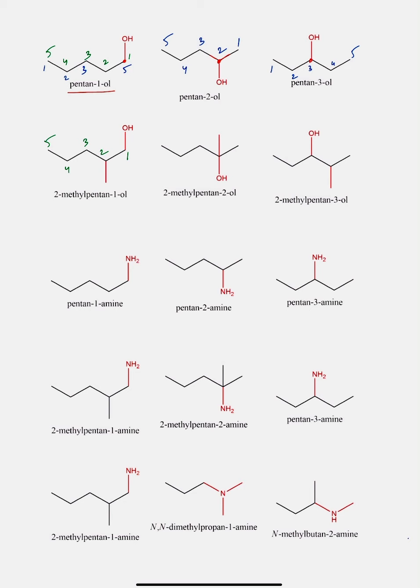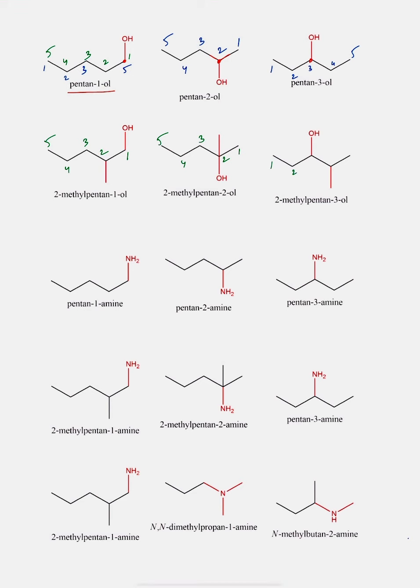Here again I need to number from right rather than left because the substituents are looking more towards right. So it's 1, 2, 3, 4, 5. There is a methyl group as well as OH attached on carbon 2. That's why the name is 2-methyl-pentane-2-ol.